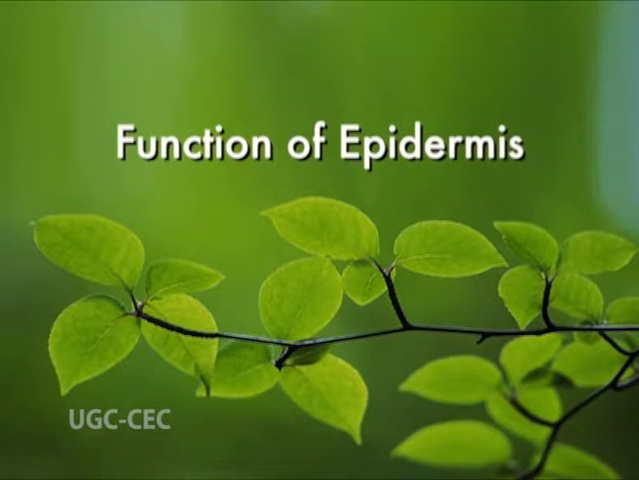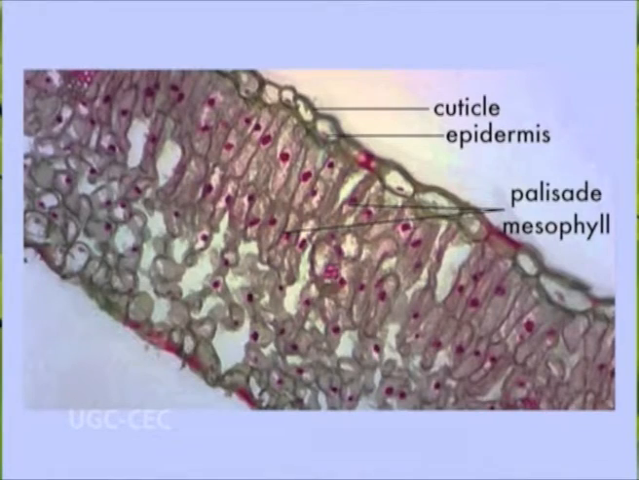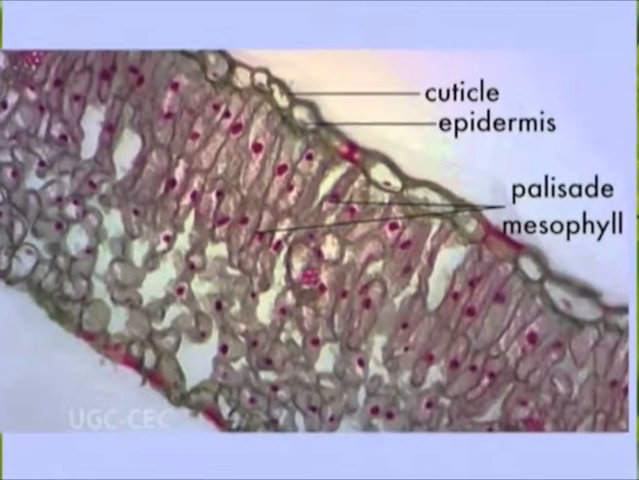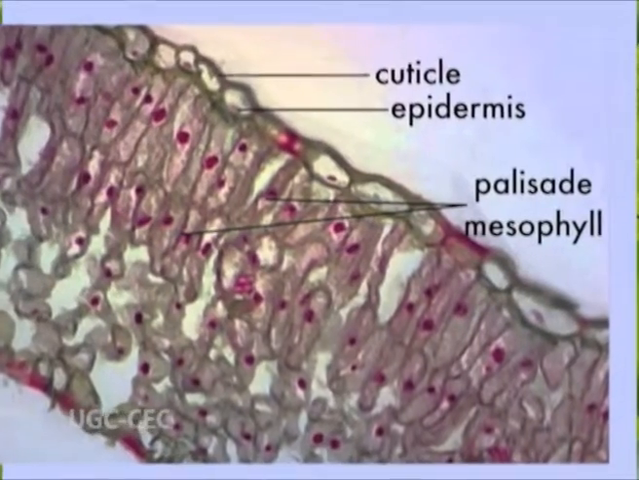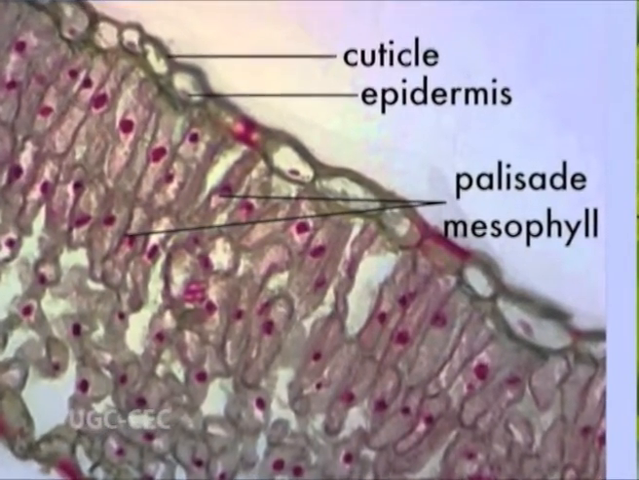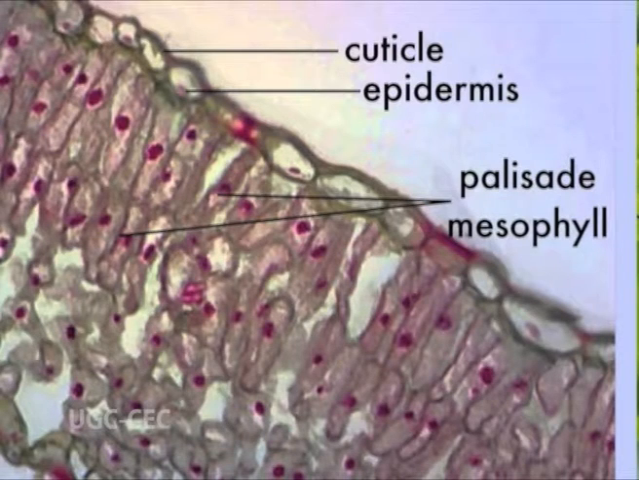Function of epidermis. The main function of the epidermis is protection of the inner soft tissues. It protects against desiccation of the mesophyll, and with the help of the cuticle, it prevents transpiration considerably. It also provides support to the palisade tissue, which hangs from the epidermis. The epidermis, with the help of stomata, aids in the exchange of gases for photosynthesis and respiration. The hydathodes in the epidermis remove water in guttation.